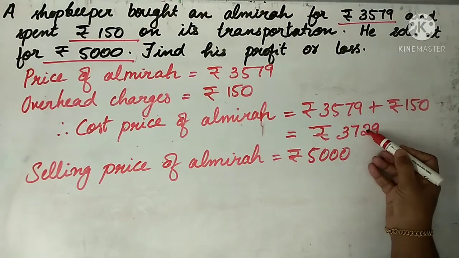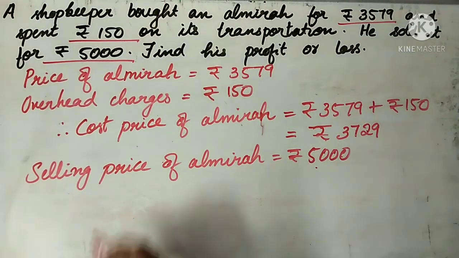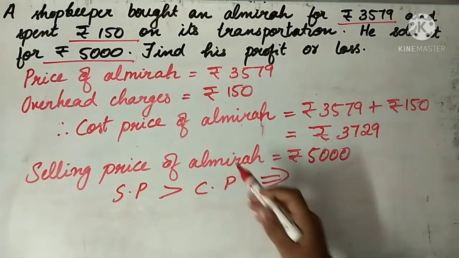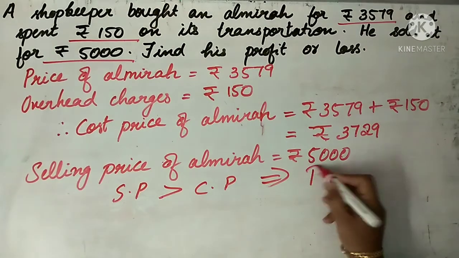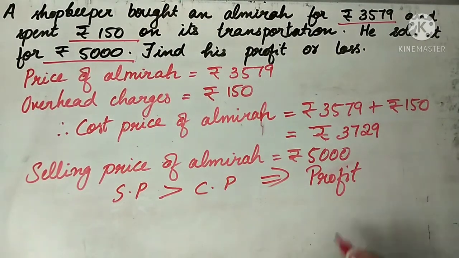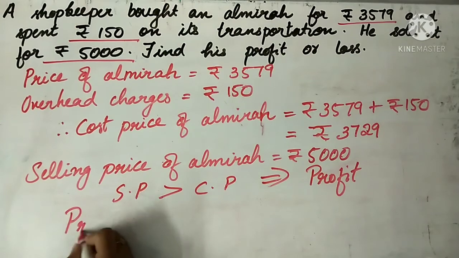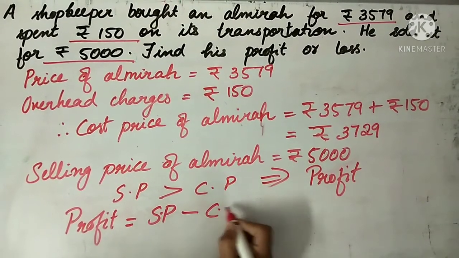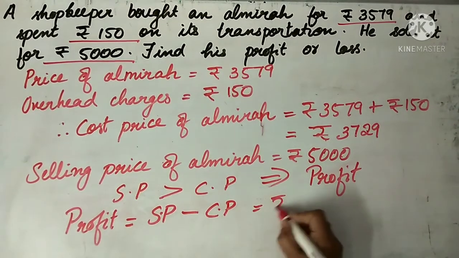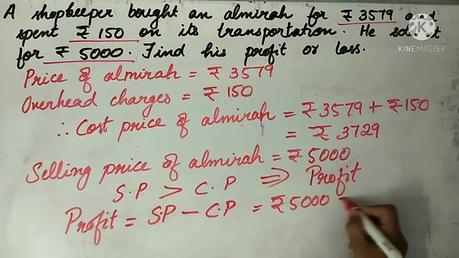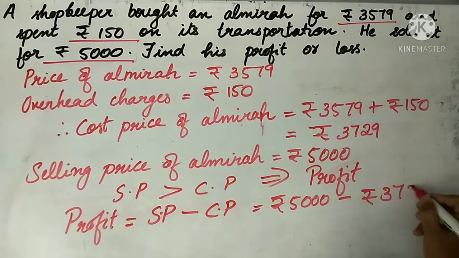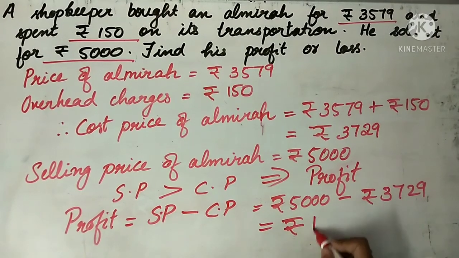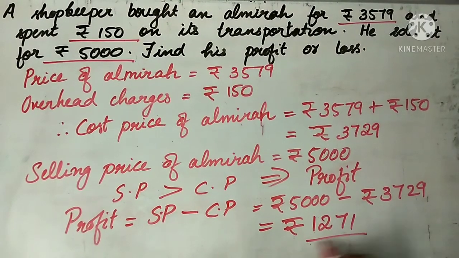From this, it is clear that SP is greater than CP. When SP is greater than CP, it is clear that there is profit. And profit we can find by using the formula profit is equal to SP minus CP. That is equal to rupees 5,000 minus rupees 3,729. That is equal to rupees 1,271.